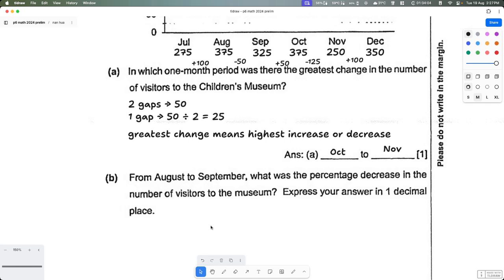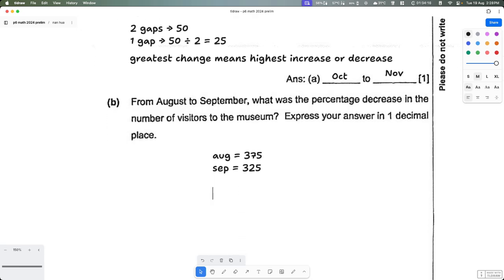So for August, it is 375. Then to September, it is equal to 325. And then what was the percentage decrease? So decrease is equal to 375 minus 325, equal to 50. So percentage decrease is equal to 50 divided by which one? 375 or 325? 375, right? The original one.